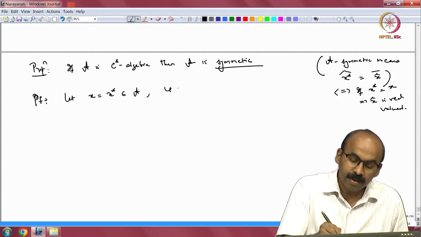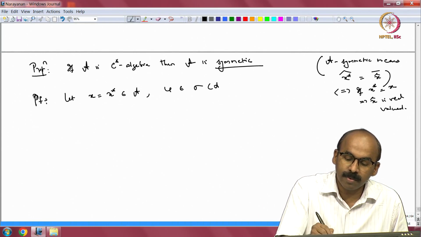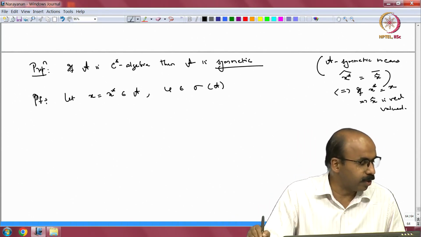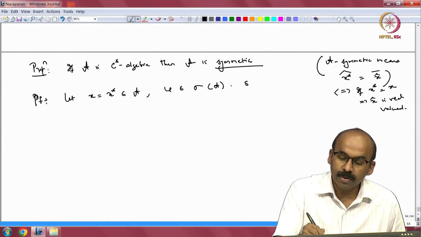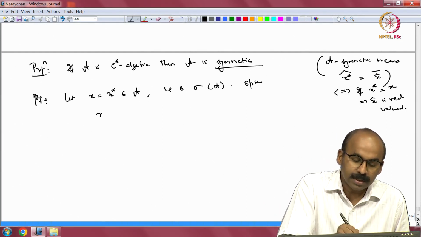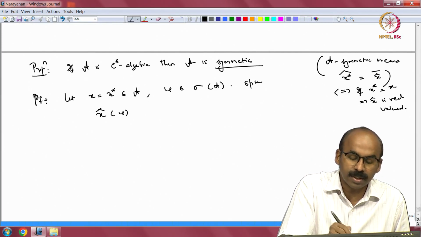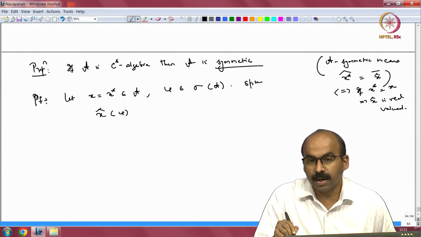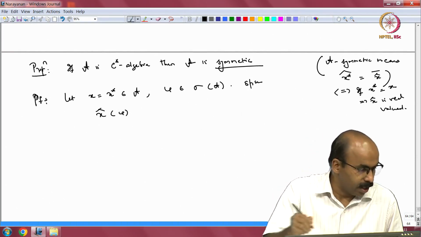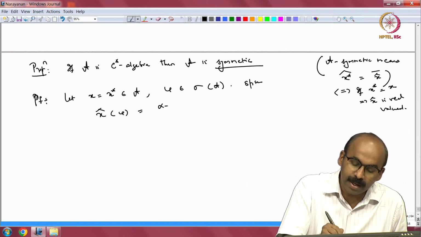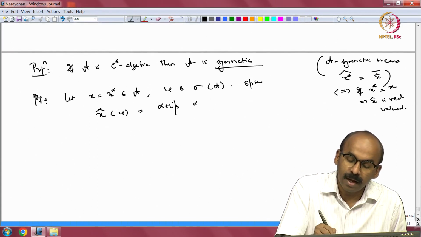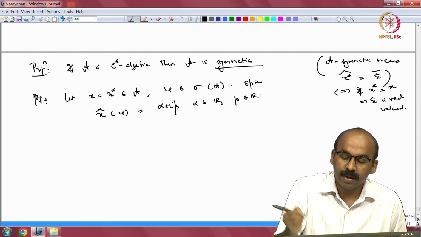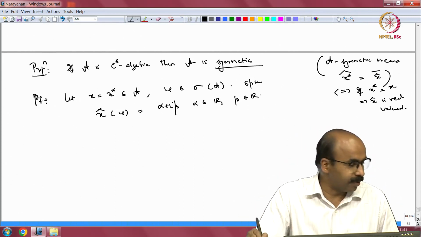So, you take phi in the spectrum of A. Remember the spectrum of A is the collection of all multiplicative linear functionals on A. Okay. Suppose x hat of phi, so we want to say that x hat is real valued, that is the aim to prove that A is symmetric. So, let us write it as alpha plus i beta, where alpha is a real number and beta is also a real number, right. So, we want to say beta is 0, that is our aim.